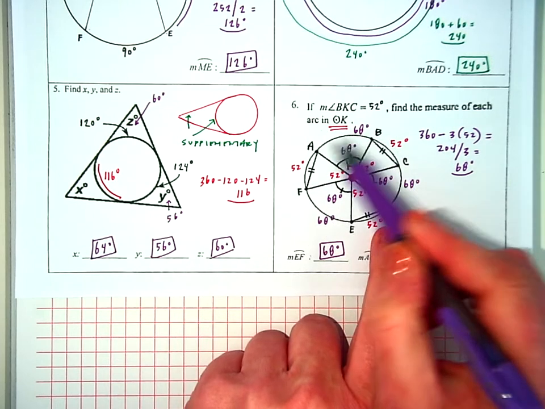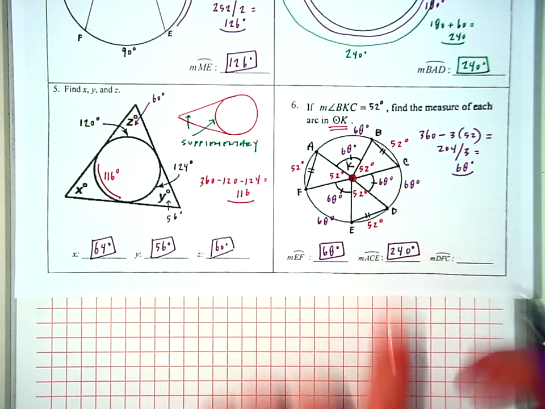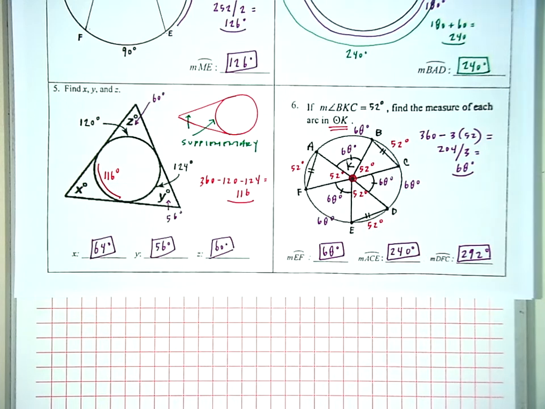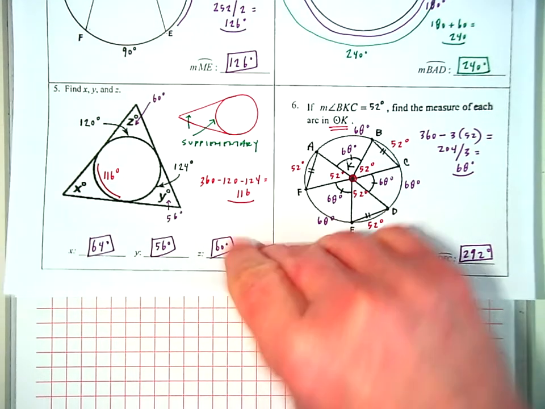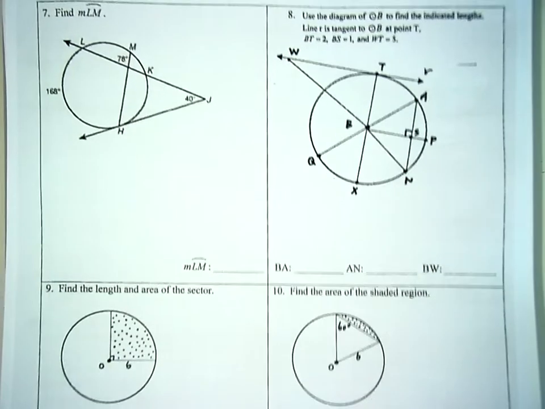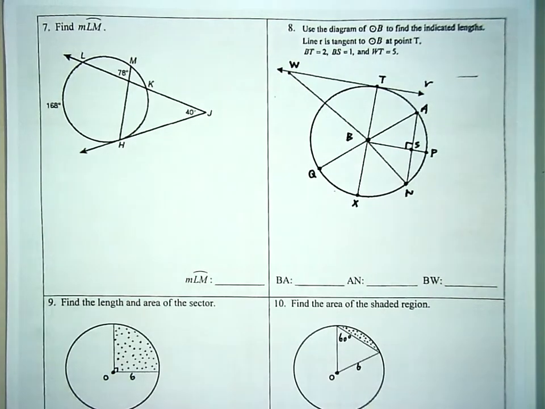Okay, DFC. Looking at DFC, this really big major arc, I take 360 and subtract the 68 and get 292 degrees, of course. All right, let's flip the page or pull out the second page. Let me get mine in the right position. Right there. Okay.